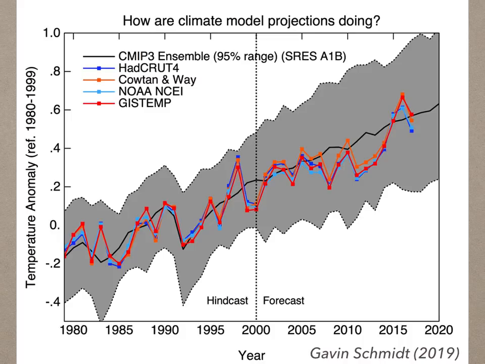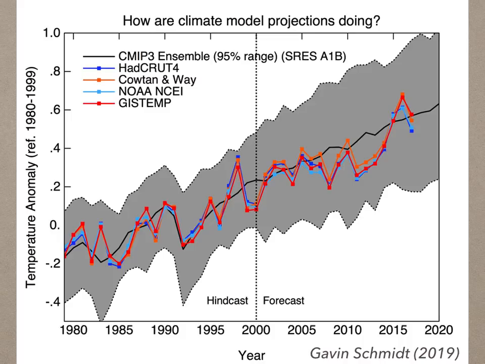You can see that the models at around the year 2000 were run into the future. We didn't have observations at that time, but the models were run into the future with assumptions about energy use and atmospheric carbon dioxide release, and they projected or predicted a temperature change. Now that we have the observations, we can ask the question, well, how good was that prediction from the models?